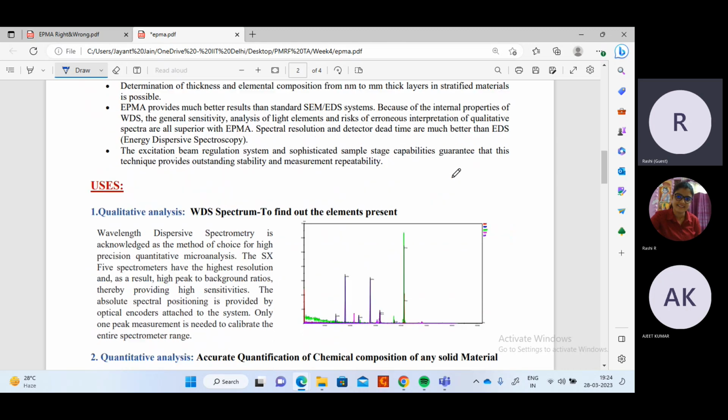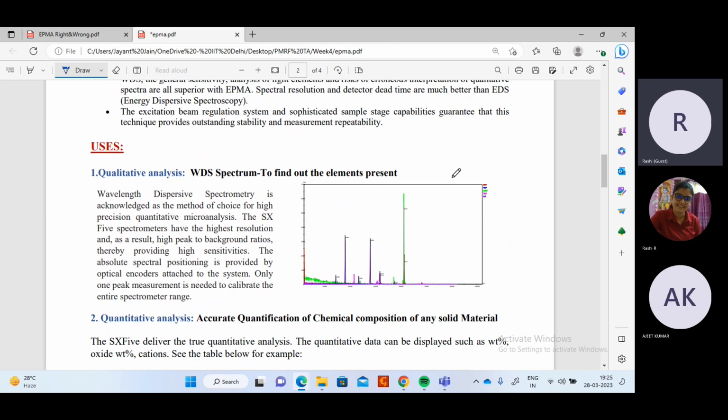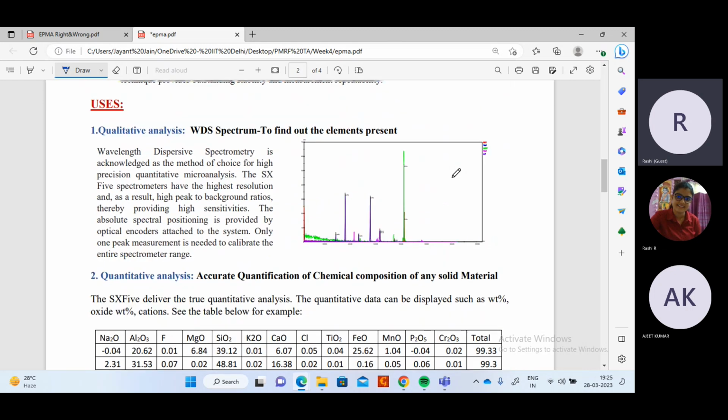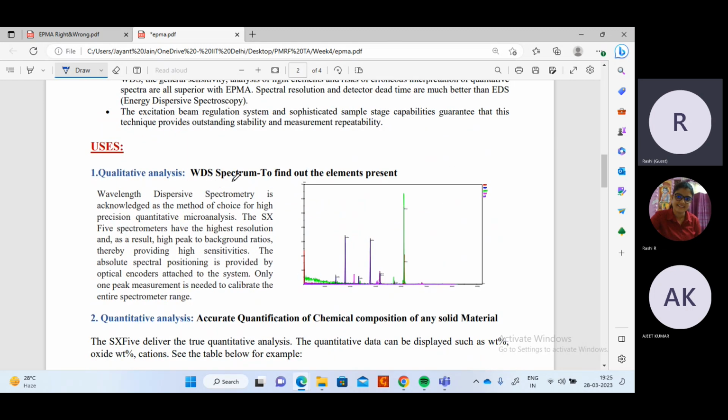Okay. So I'll just show you how it will be, just like qualitative analysis. Do you understand the difference between qualitative and quantitative analysis?